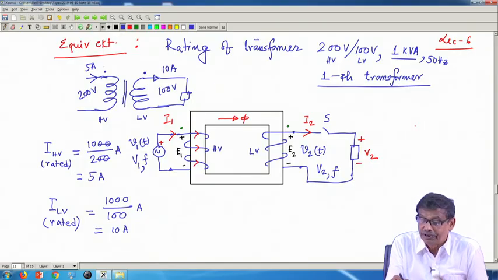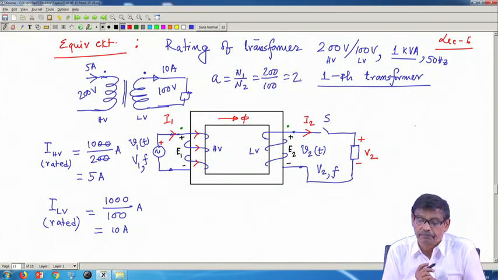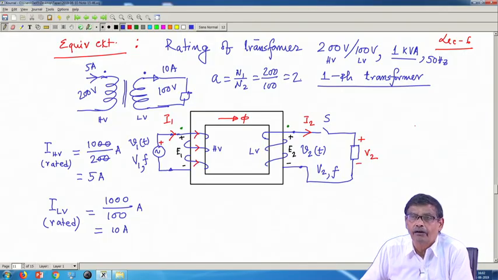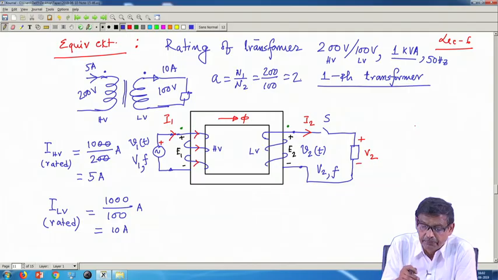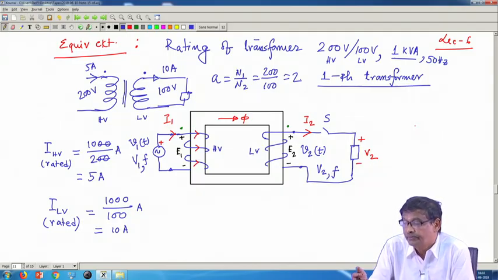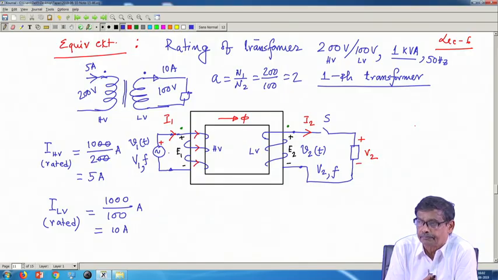If 10 ampere goes, what is the value of a? a is N1 by N2, which is equal to V1 by V2, which is equal to 2, is it not, that is all. Therefore, the current ratings of the HV and LV windings are indirectly given in terms of kVA and voltages. You have to do a little bit of calculation here to know exactly what the rated current is.